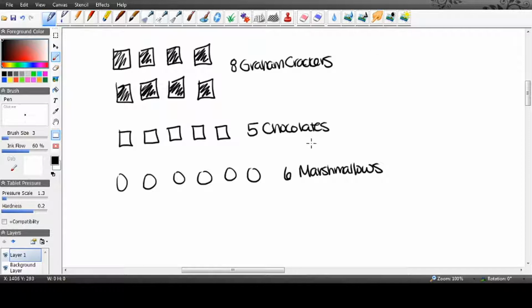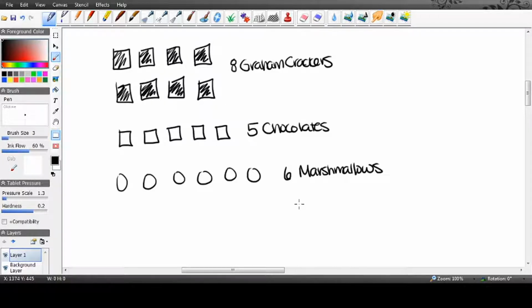Before we take the notes on an actual chemical reaction, I want you guys to think about some definitions that I'm going to give you, but in terms of something that you understand already, which is making s'mores. So I want you to take a look at this list of ingredients. Let's say we have 8 graham crackers, 5 pieces of chocolate, and 6 marshmallows. I want you to ask yourself, how many s'mores can you make with those ingredients?